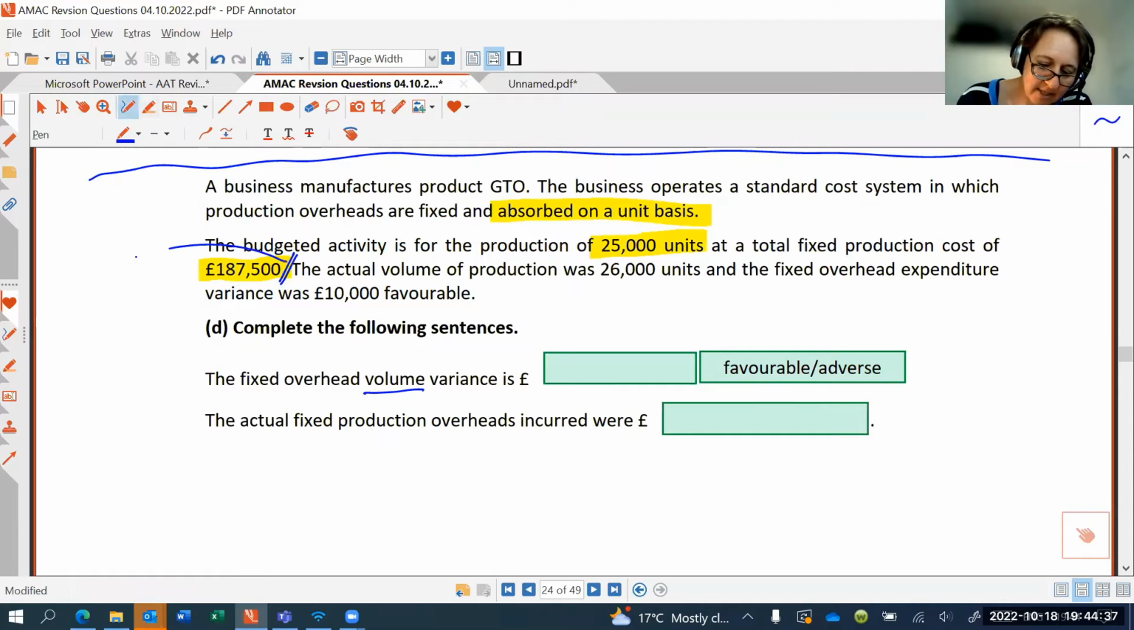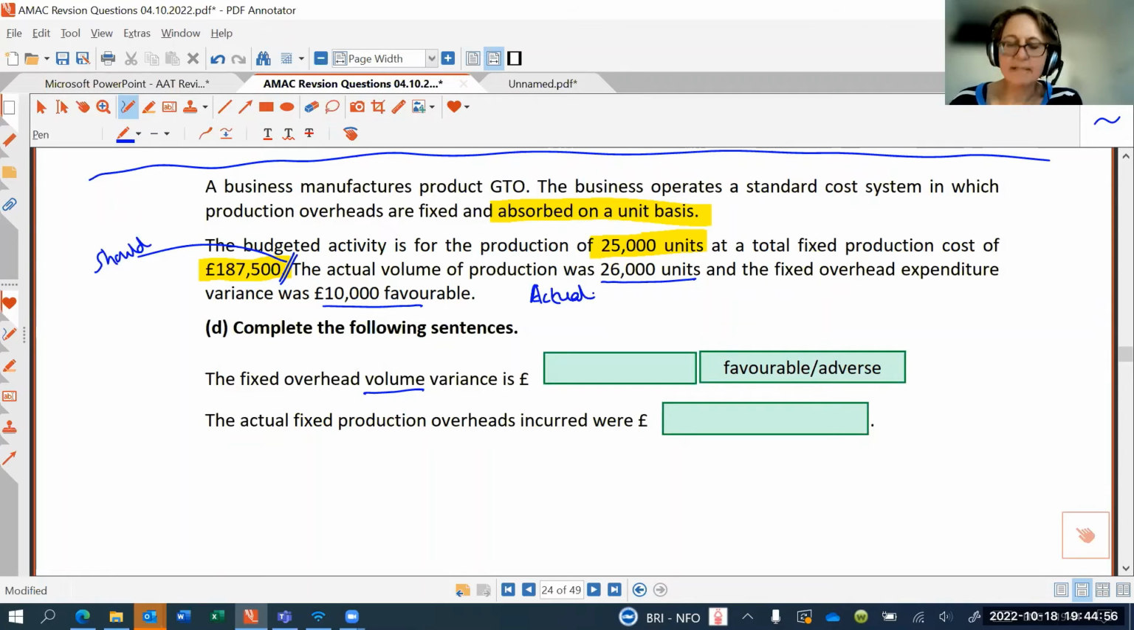So that is what should happen. That is the budgeted or the normal information. After that, we move into the actual. The actual production volume was 26,000 units and the actual expenditure is here. So that's the actual figures.